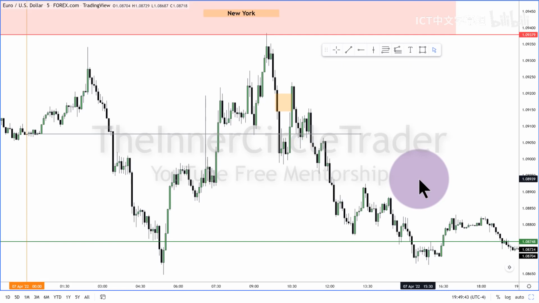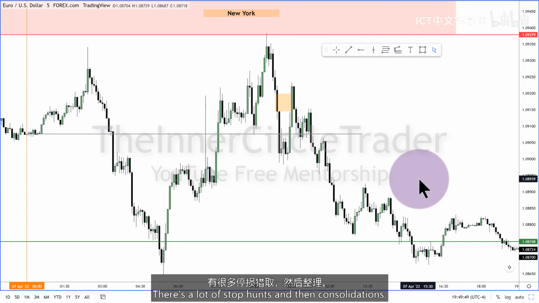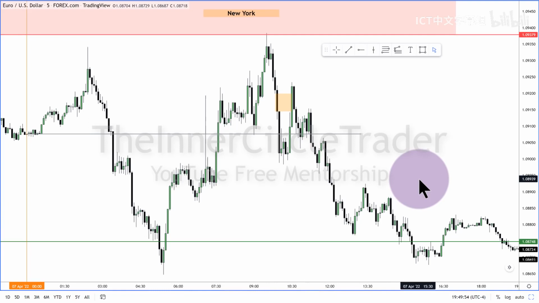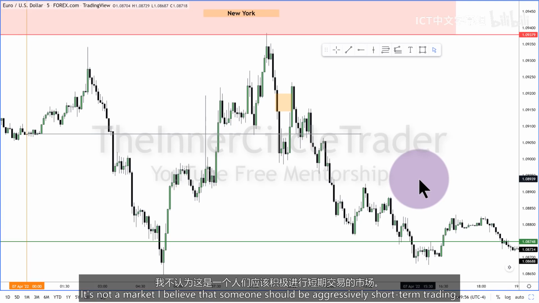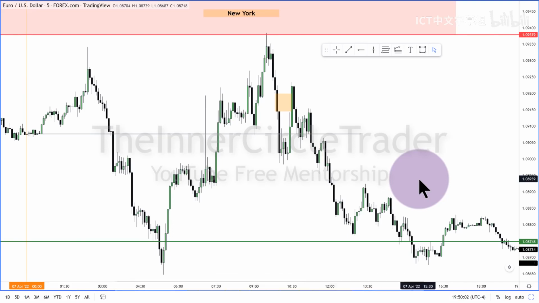geopolitical or something crazy causing it to move. Otherwise, it's highly manipulated. There's a lot of stop hunts and then consolidations. It's very frustrating. Okay. It's not a market, I believe, that someone should be aggressively short-term trading. I don't think that's the ideal market.